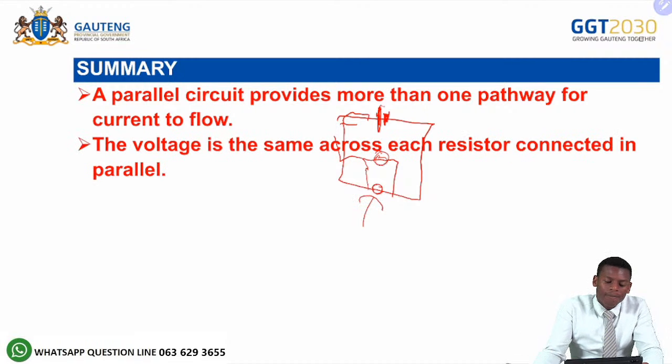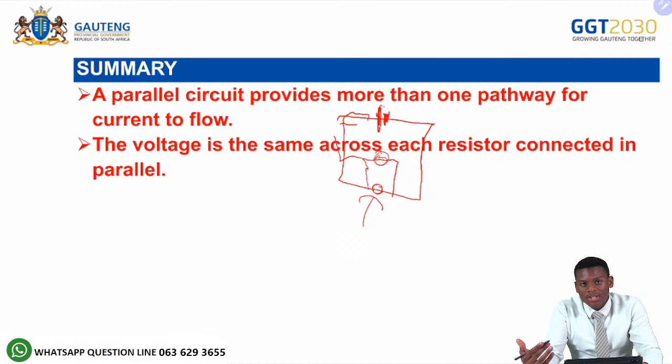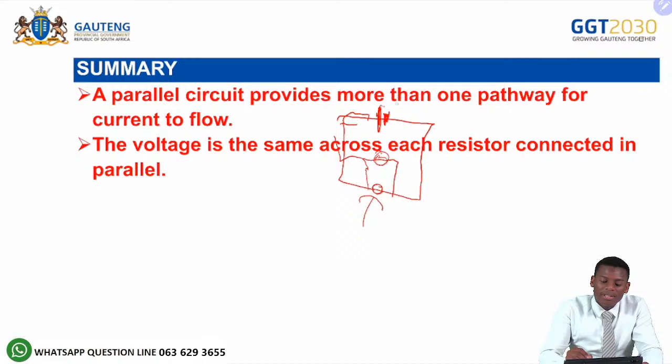Again, the voltage is the same across each resistor connected in parallel. Which voltage? Our cell voltage. It stays the same across each resistor connected in a parallel circuit. It flows through the resistors and still stays the same, doesn't change.